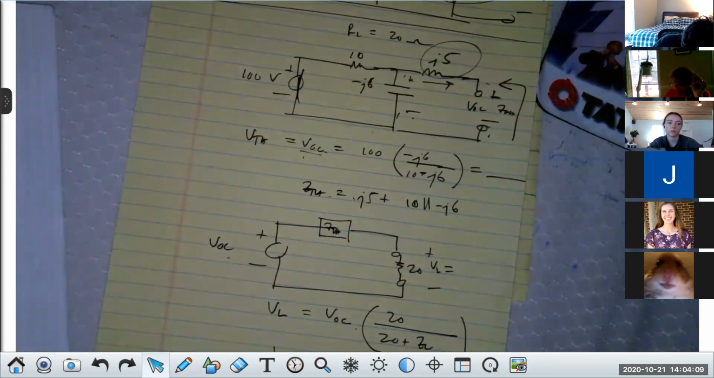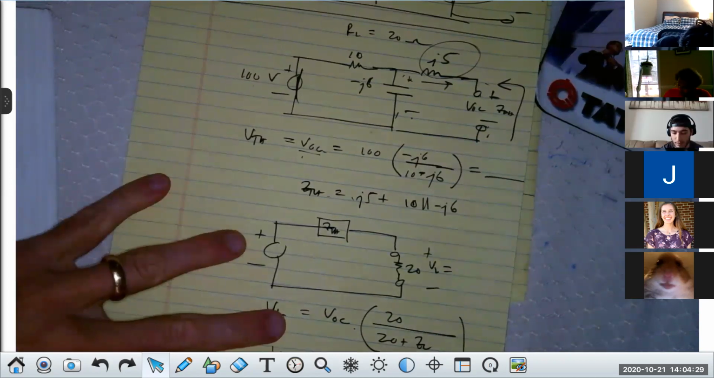Anybody? Magnitude and angle for the final answer. Let's see. You've got a couple of different steps. What are you guys doing? I got 45.42 volts at an angle of negative 60.53 degrees. Say that angle again, sir. Negative 60.53. Anybody else? Confirm or deny?